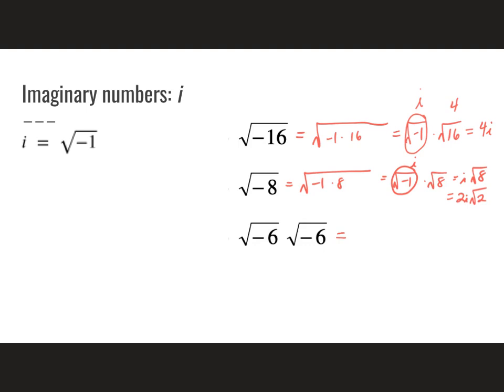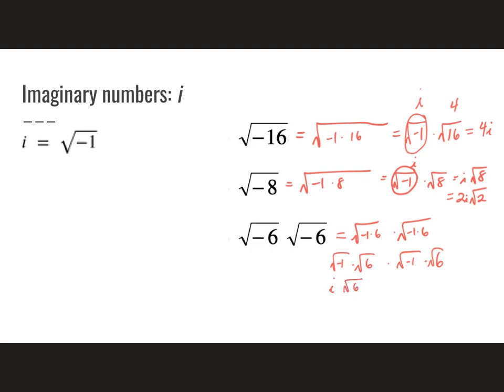I can rewrite both of those as square root of negative 1 times 6. I'm going to rewrite this as square root of negative 1 times square root of positive 6, times square root of negative 1 times square root of positive 6. Something I know is that square root of negative 1 is my definition for i, so I'm just going to rewrite that as i.